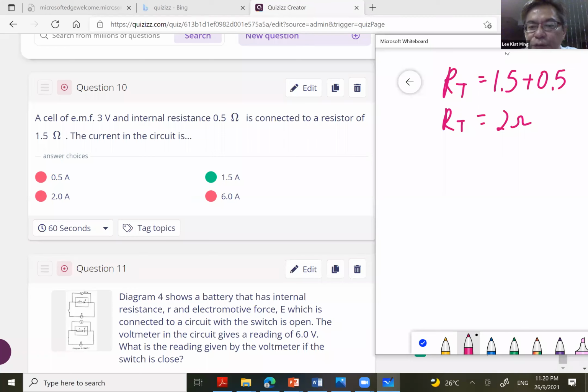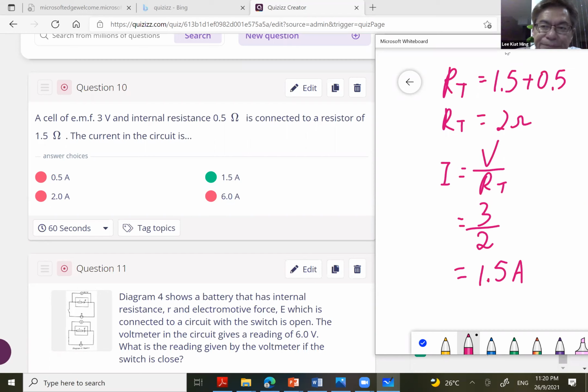To find current, you take the total potential difference over total resistance. In this case, we put the total potential difference as the electromotive force, 3 over 2, because it includes internal resistance. Therefore, you could see very clearly the answer is going to be 1.5 ampere, the green button. Let's move to the next one.